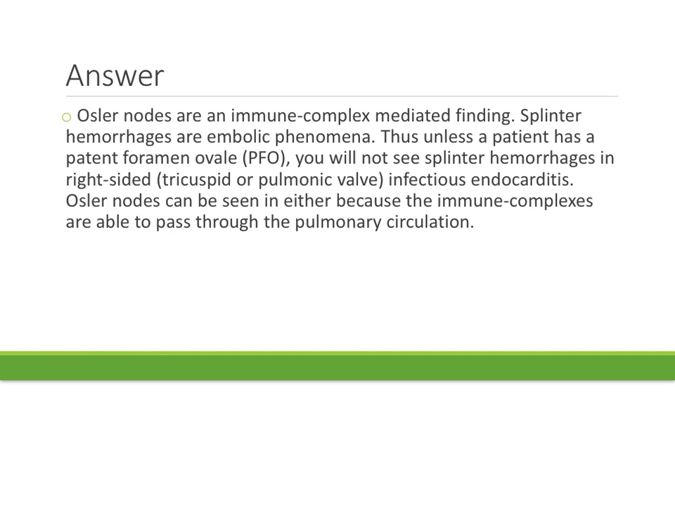It all comes down to the underlying pathophysiology behind Osler nodes and splinter hemorrhages. Osler nodes are immune complex mediated, whereas splinter hemorrhages are embolic related. Thus, unless the patient has a patent foramen ovale, you won't see splinter hemorrhages with right-sided endocarditis. But Osler nodes are from immune complexes, and those can pass through the pulmonary circulation, so you could see Osler nodes with right or left-sided endocarditis.